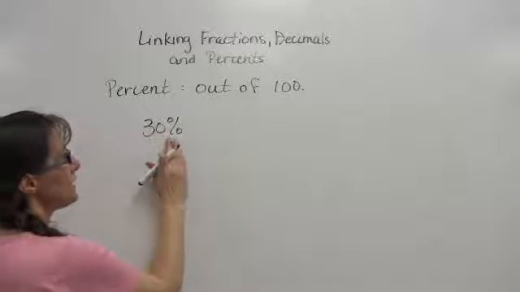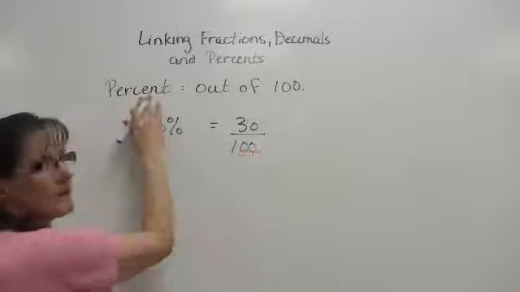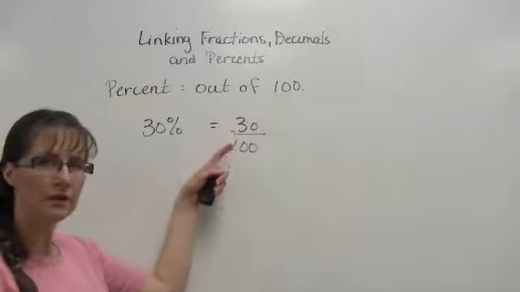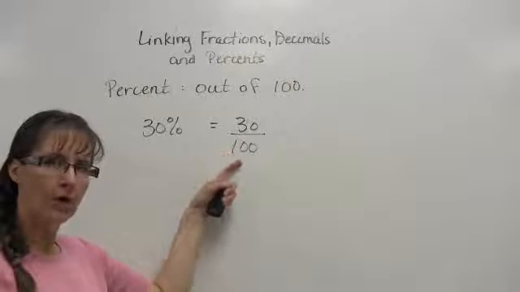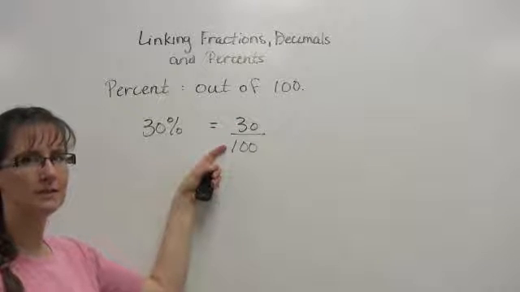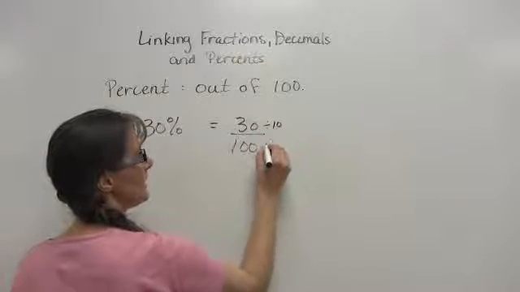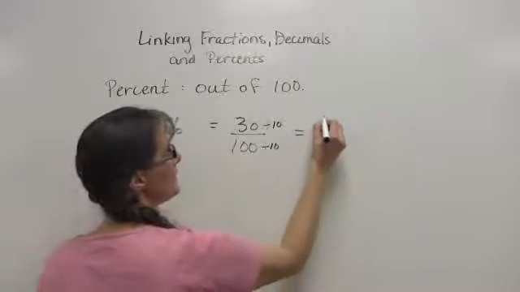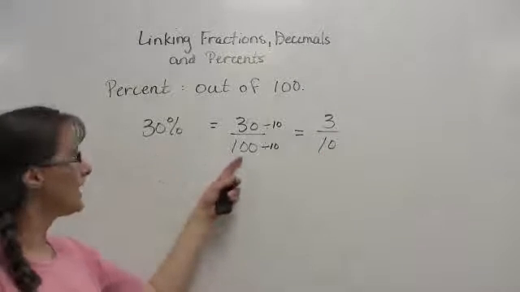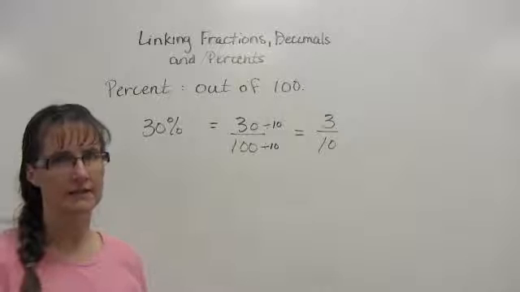So instead of calling it 30%, I would just simply say it is 30 over 100, because that's what a percent is. It's how many out of 100. 30% is the same thing as 30 over 100. The one thing that you must remember to do when rewriting a percent as a fraction is that you must put it in simplest form. I can take a 10 out of each of these. I can divide the numerator by 10 and the denominator by 10. And that's going to reduce my fraction to 3/10. So 30% is the same thing as 30 out of 100, 30 over 100, which reduces to the fraction 3/10.